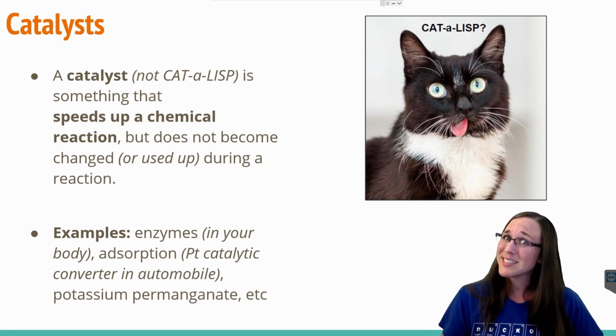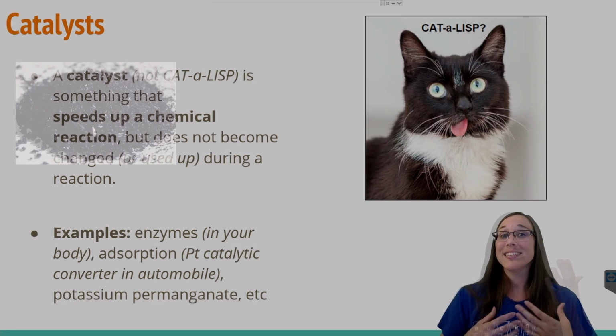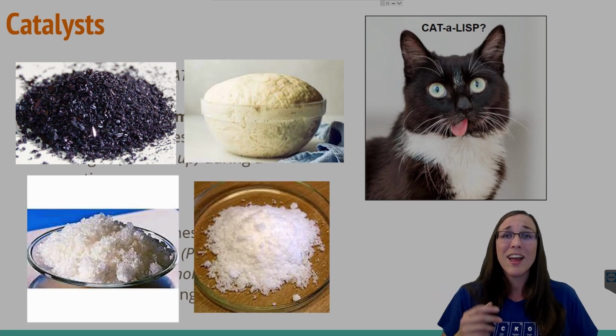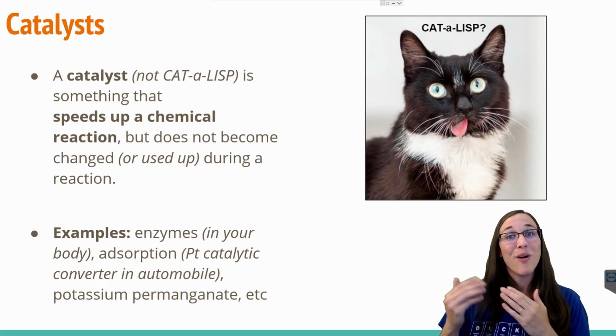There are many chemicals that can be catalysts: potassium permanganate, yeast, sodium iodide, potassium iodide. The latter three we will see in a demo to follow.